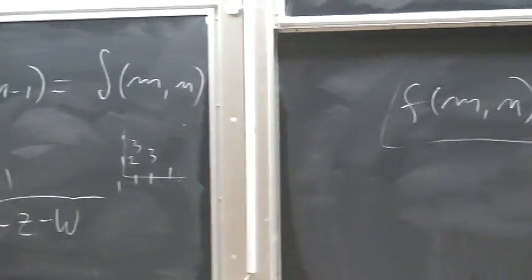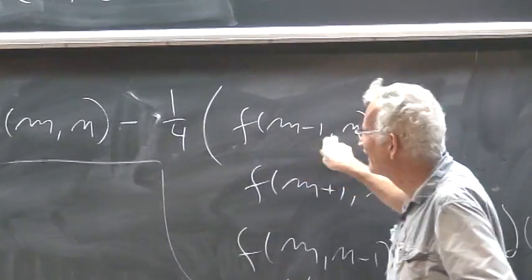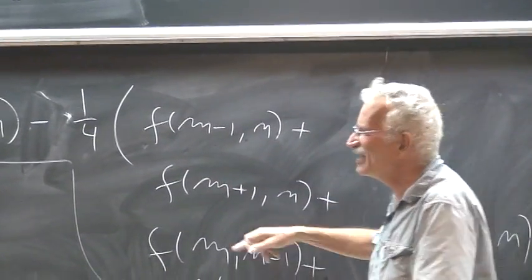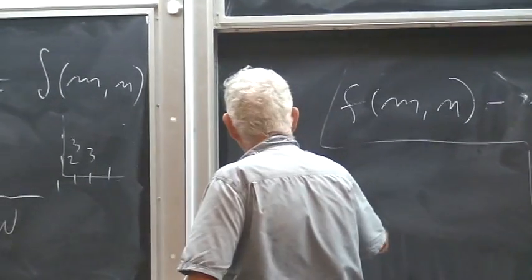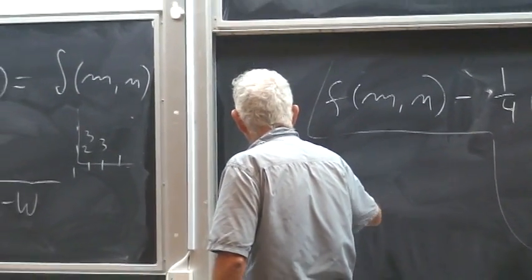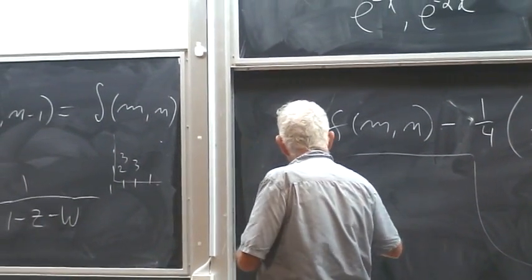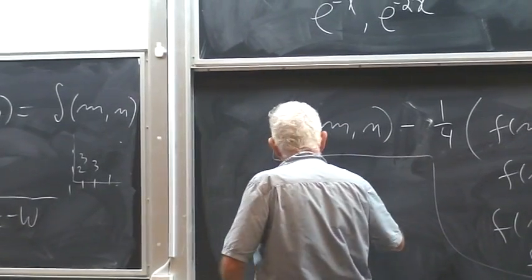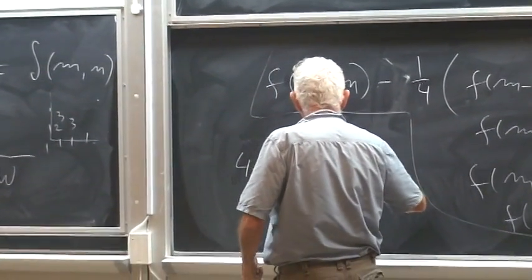But things get more complicated when the symbol is not so simple, like in the Laplacian, 4 minus z plus 1 over z plus w plus 1 over w.